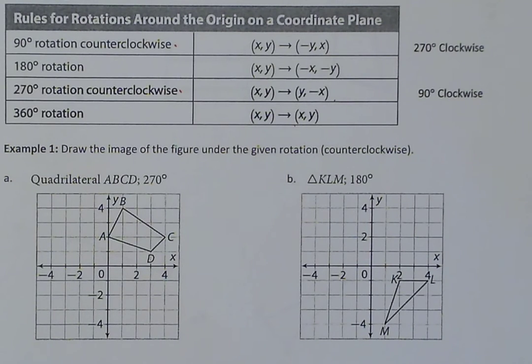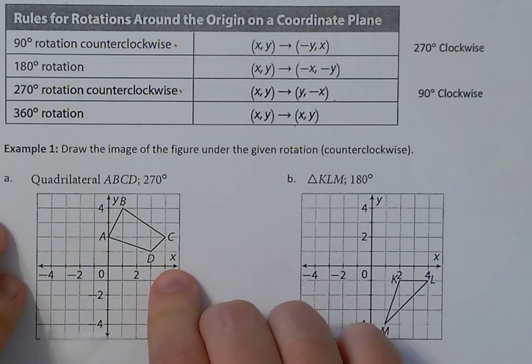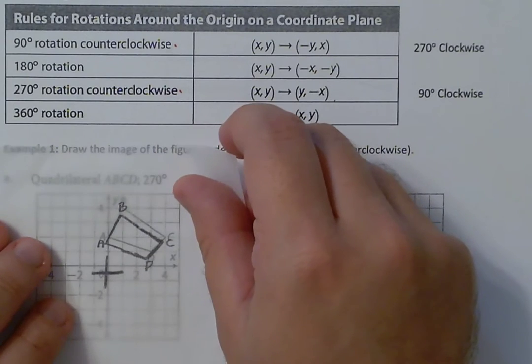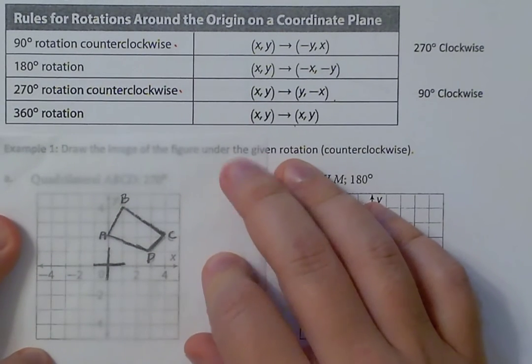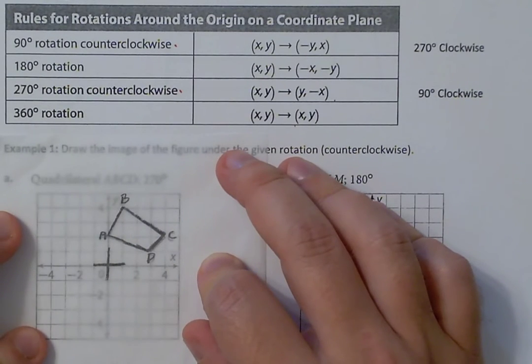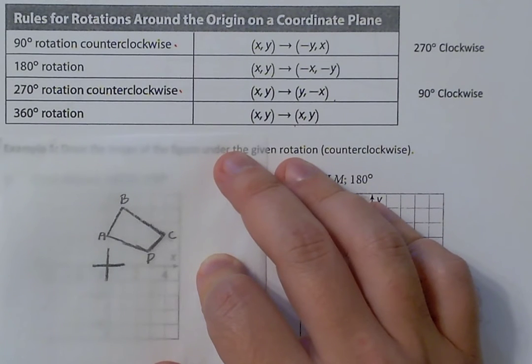Now, to kind of give you an example of what that looks like, if we look at part A, I have my quadrilateral ABCD. Okay, I'm going to use parchment paper to help demonstrate this. So I've already gone through and traced and indicated where my origin is. If I am rotating counterclockwise, okay, think about the face of a clock.